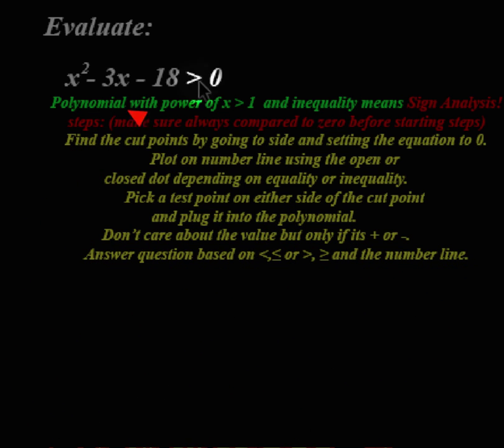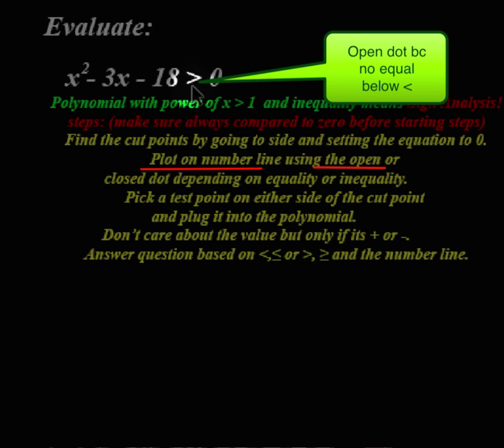And the first thing we should do is make sure that this is a 0 before starting. If not, just combine whatever's here onto the left side and compare it to 0. And after that, we're going to find the cut points by just going off to the side, setting it equal to 0 and solving. Then we're going to plot on a number line using an open or closed dot, depending on whether there's an equal sign or not here. Here there's no equal sign, so it's just going to be an open dot.